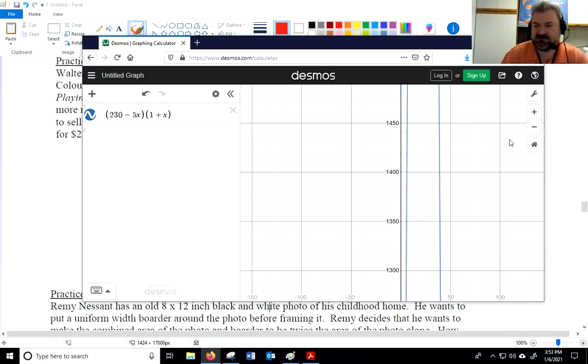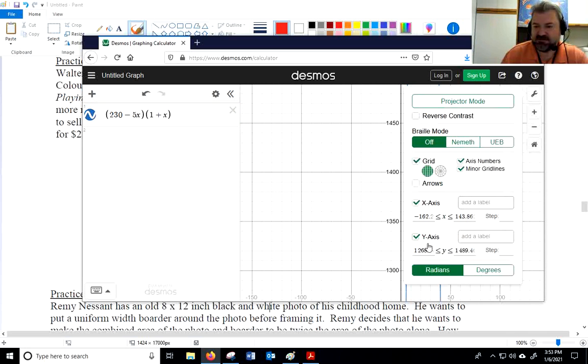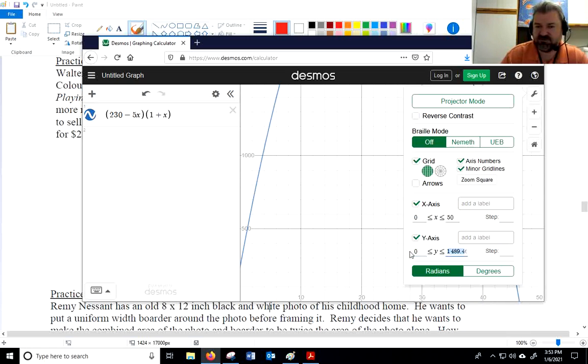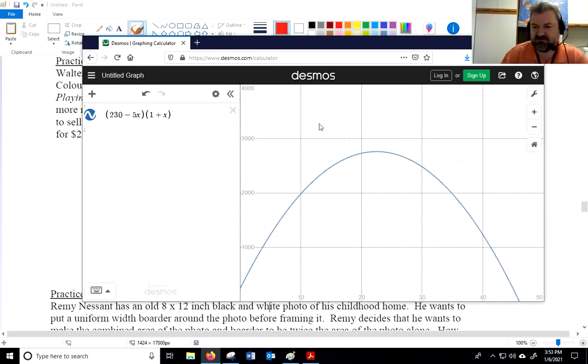this is taking me a while to get up there. Let me go to the settings here. I'll say let's say 0 to 50. And I'll look at my revenue going from 0 up to, let's say 2,000. Is that going to be enough? Nope, it's not. I like how you can see the graph behind you while you do it. It's kind of nice. There it is.